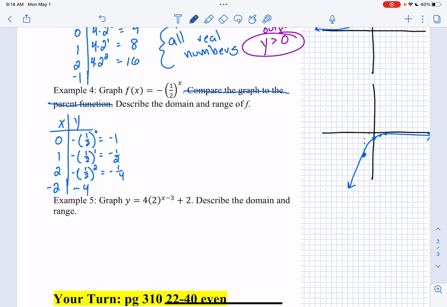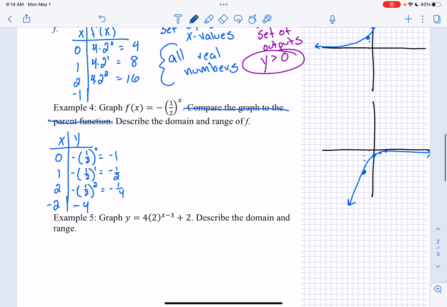Okay, and then describe the domain. Again, the domain is the set of all x's. This graph is going to go to the left and to the right forever, so my x's are all real numbers because I can put any number I want into here.